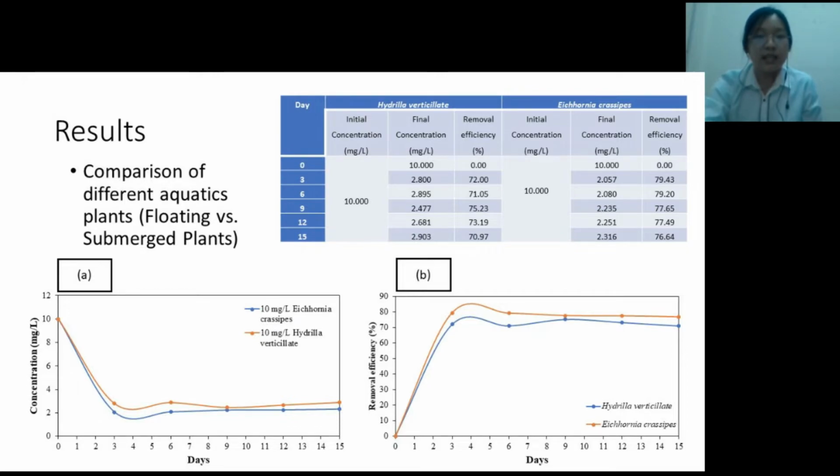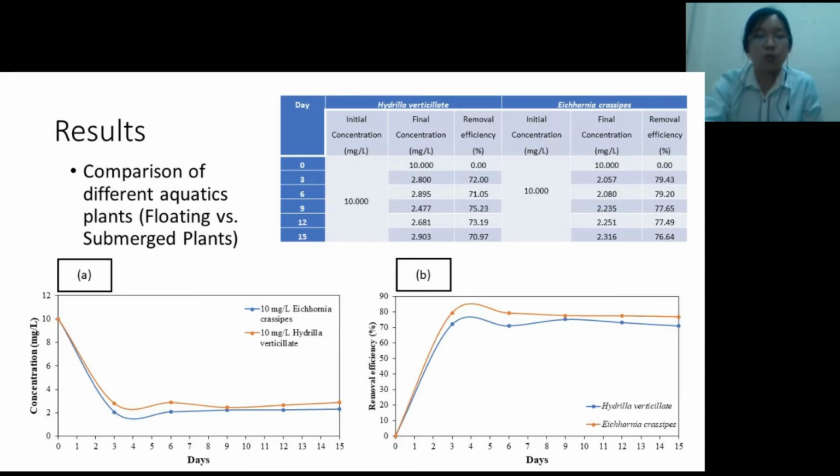When the capacity has reached an optimum level, the process of uptake for copper-2 ions will slow down. From day 4 to day 15, the copper-2 ion removal efficiency for Hydrilla and Echonia crab has dropped from 72% to 70.97% and 79.43% to 76.84% respectively. The decrease of removal efficiency after day 4 may be due to the evapotranspiration process.